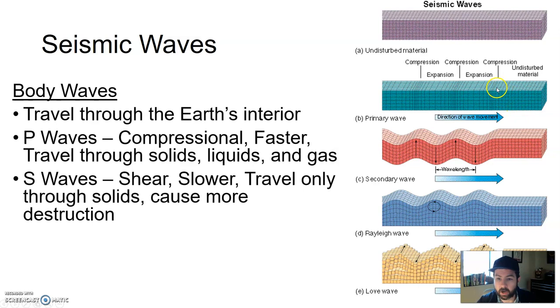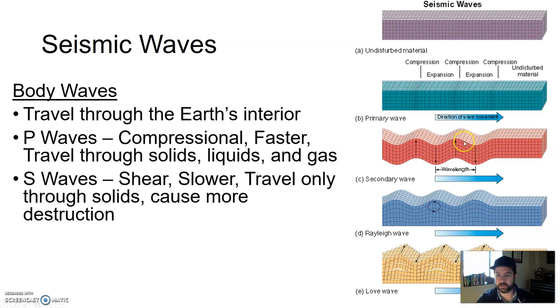S waves are known as shear waves. They travel slower, but they can only travel through solids. But when they do arrive at a location, they can cause more destruction. So a shear wave is kind of the normal, what we think of when we think of a wave. They cause this kind of motion as they radiate through the Earth. And it's the actual Earth moving, not the wave itself. The wave doesn't exist. It's not a thing. It's the energy that is released that causes a wave in the Earth itself.